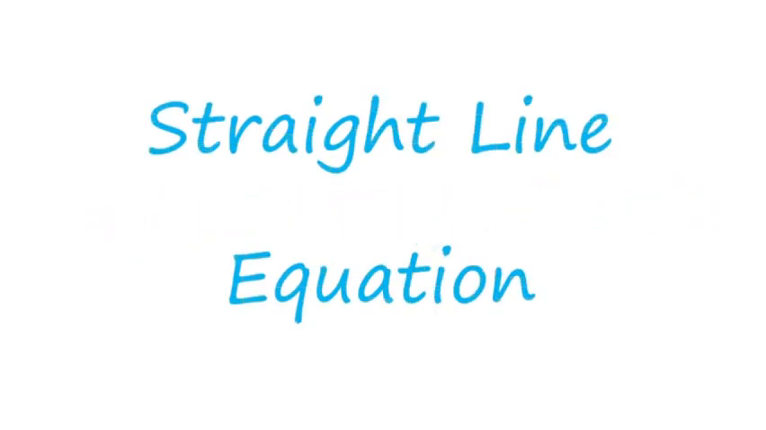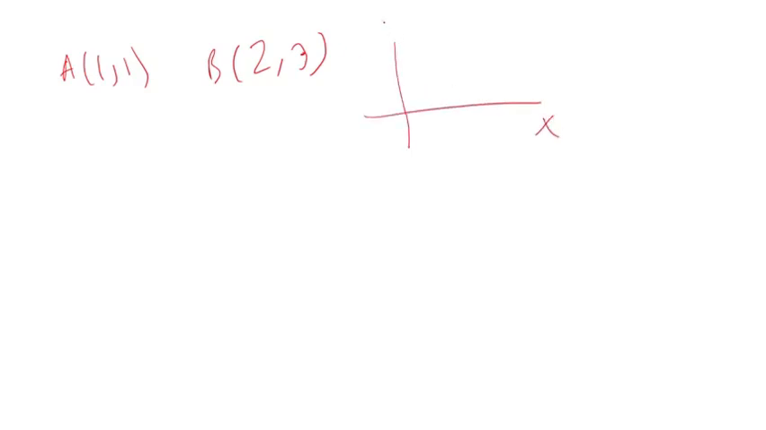In this video, I'll show how to write the equation of a straight line that passes through at least 2 points. So let's assume we have point A with coordinates 1, 1 and B with coordinates 2, 3. You can represent them in the XY plane. So here's A, and here's B, and here's the line.